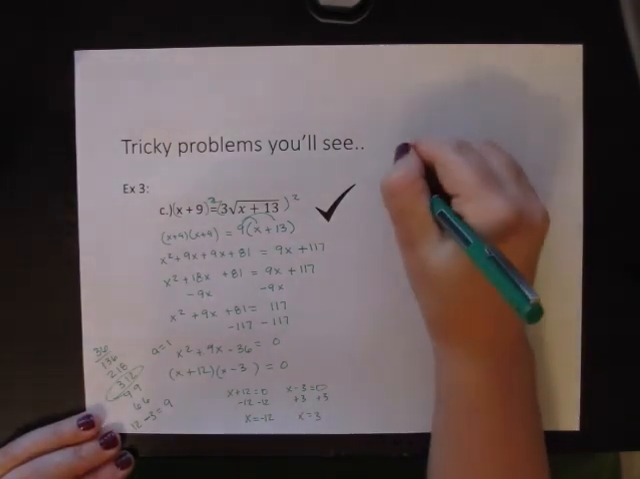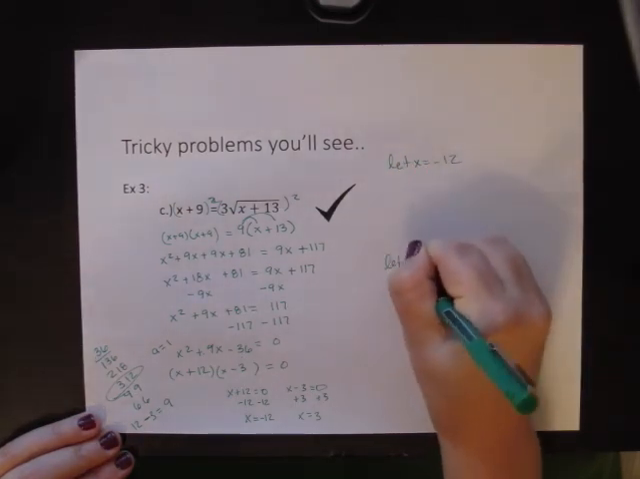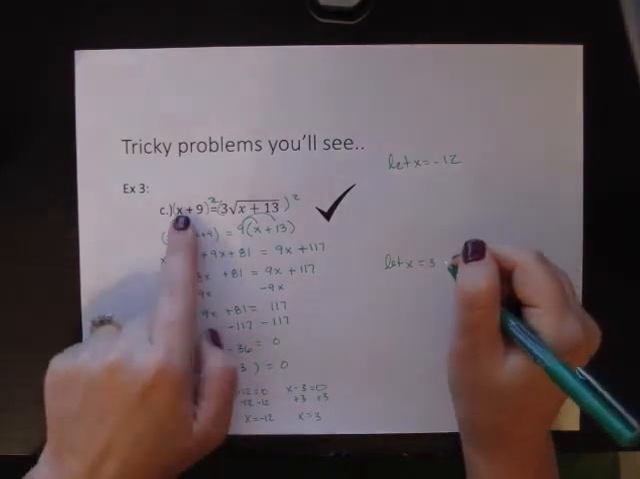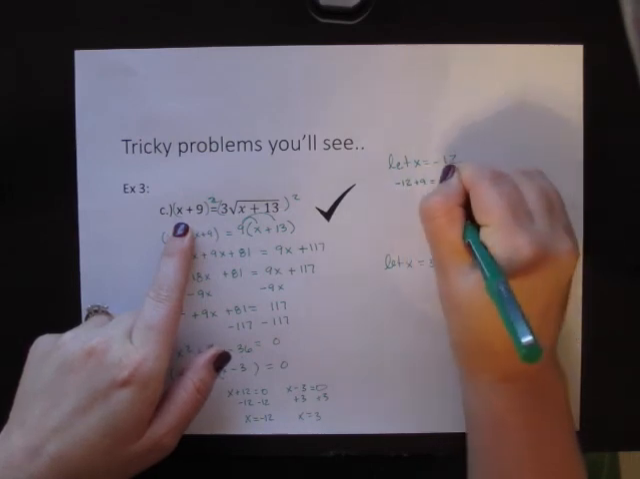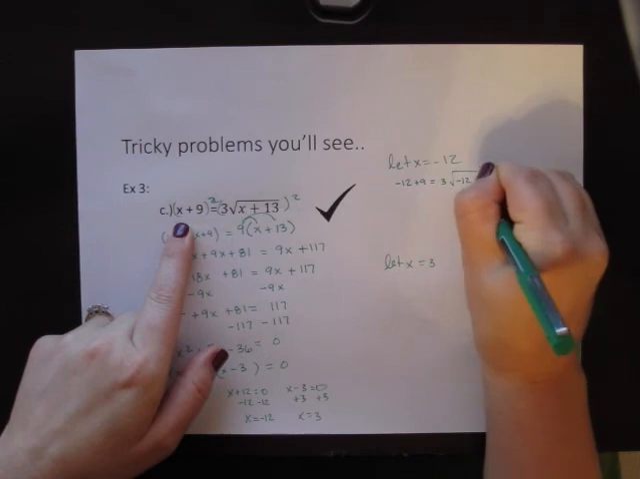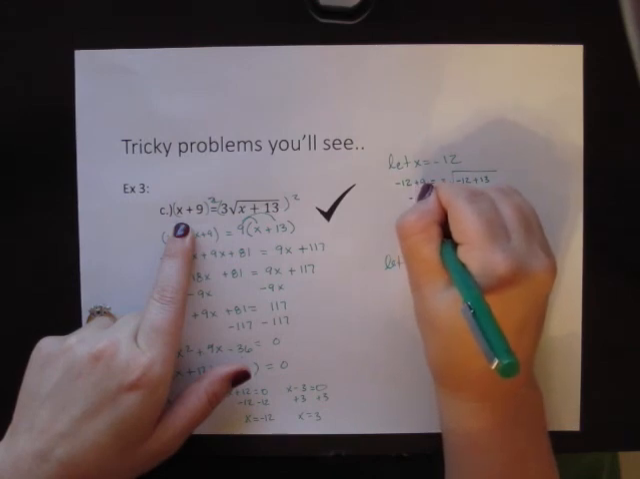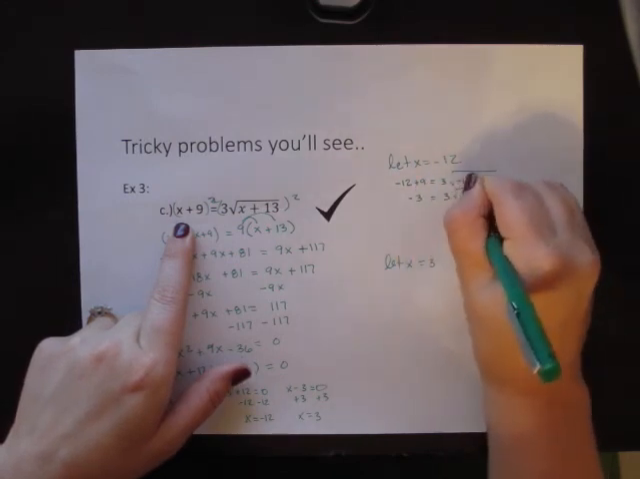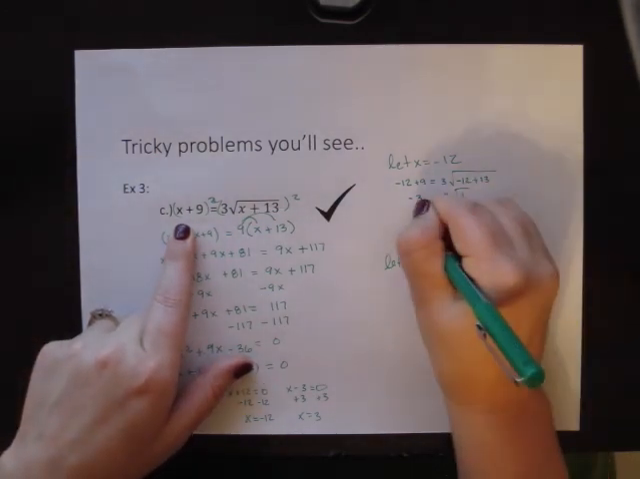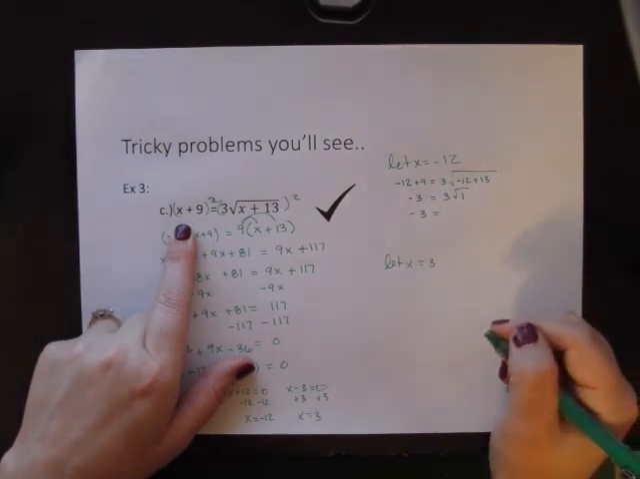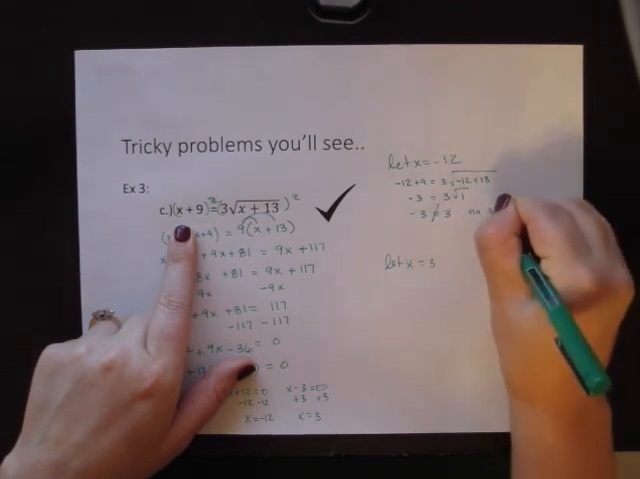So now what I got to do is check these answers, my last step. So let x equal negative 12. Then we're going to let x equal a positive 3. We plug it back into the original equation. So I'd go negative 12 plus 9 equals 3 square root negative 12 plus 13. When I clean this up, negative 12 plus 9 is going to be negative 3 equals 3 and the square root of negative 12 plus 13, which is 1. So I got negative 3 equals the square root of 1, which is 1, 1 times 3 is 3. That does not work. So right here would be no solution.